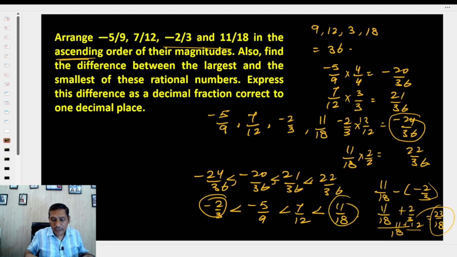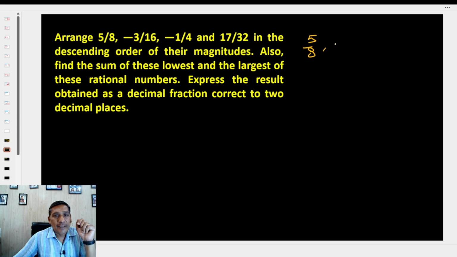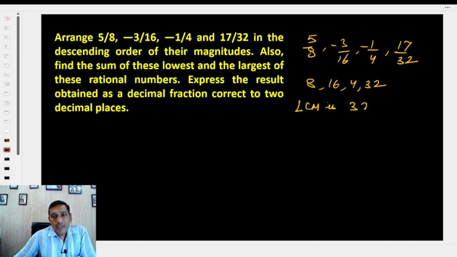I hope you understand the question very well. I'm taking the next question. Almost the same kind of question. You got 4 fractions given to you: 5 by 8, minus 3 by 16, minus 1 by 4 and 17 by 32. Find the LCM of 8, 16, 4 and 32. LCM is 32, as you can see here.